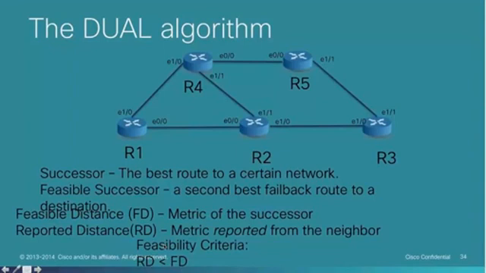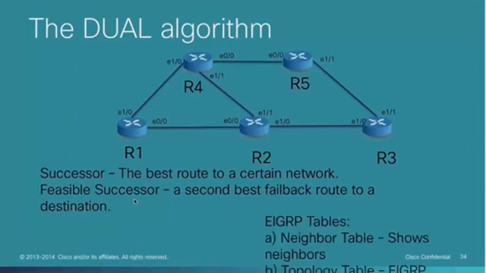Do you understand? So the feasibility criteria, which effectively is simply something that says, can I make a particular path a feasible successor, is called RD less than FD, which is the reported distance, that is the distance of my neighbor to reach that particular network. If it is less than my own path to reach that network, then I will accept that as a valid backup path. That's what it's basically saying. This is the feasibility criteria by which EIGRP gets that sub-second convergence, right? Because of the fact that it already has a feasible successor in place that it can fall back to.